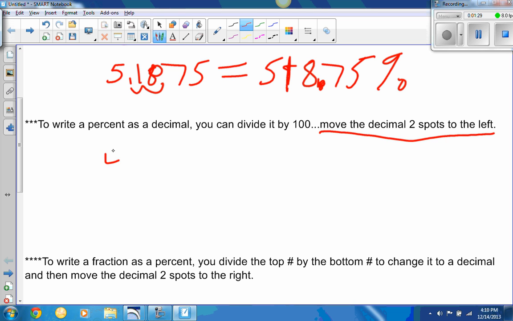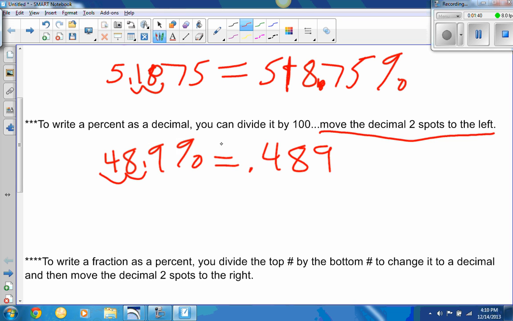So if I start with 48.9%, again, it doesn't matter what kind of number you have, you can only move it 2 spots. So 2 to the left, you would end up with 0.489.